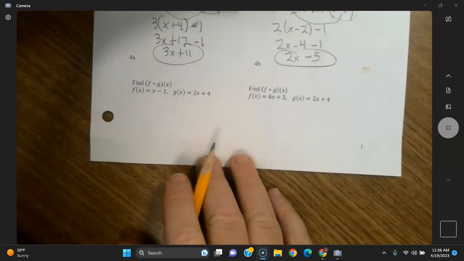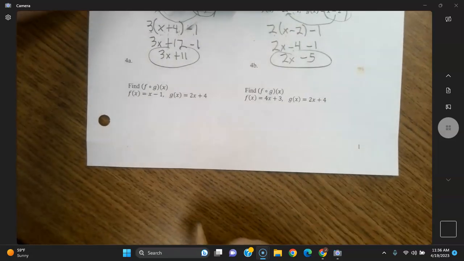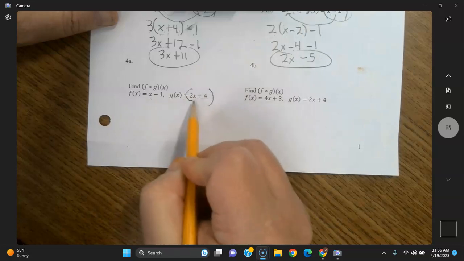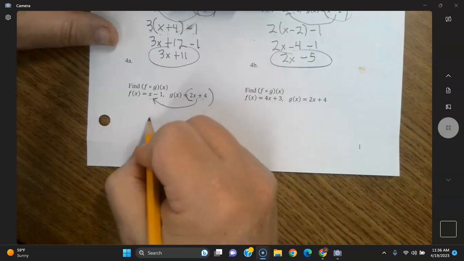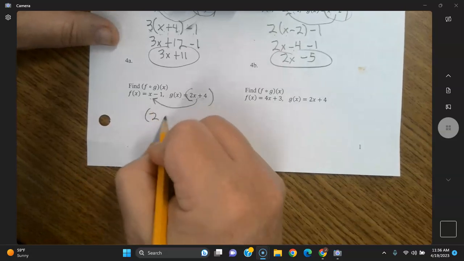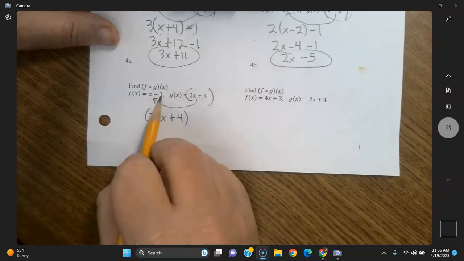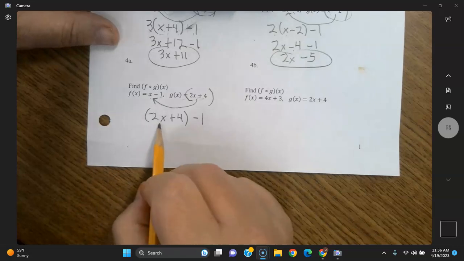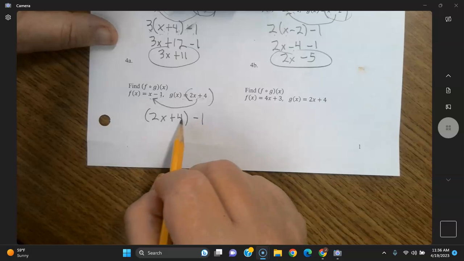All right, we'll come down here. Same thing, just keep doing it here. So the g, this one is going to go inside this. Again, I'm going to put parentheses around that, and I'll draw an arrow to show you where it's going. So it's going to be 2 parentheses x plus 4, close the parenthesis, and then you have the negative 1 there. So nothing to multiply or distribute, so you can just remove the parentheses if there's nothing to multiply. So it's 2x plus 4 minus 1.